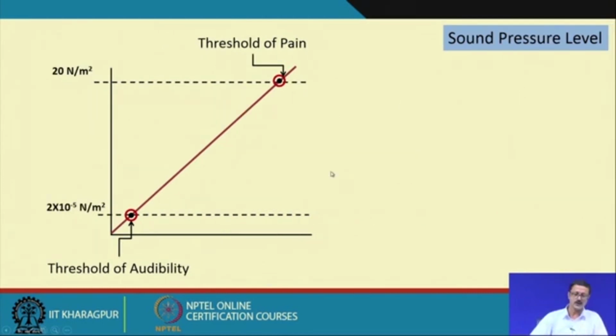Now, again go back to the pressure, where I initially told that the pressure also fluctuates between 2 into 10 to the power minus 5 Newton per meter square to 20 Newton per meter square.